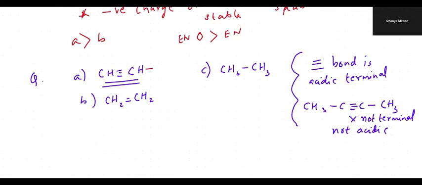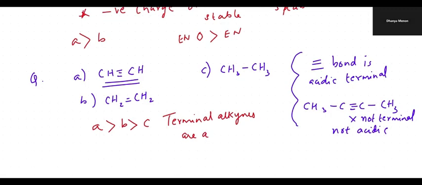So A is more acidic than B than C. Okay, so we come to a conclusion: terminal alkynes, I'm talking about the triple bonds, are acidic. So terminal alkynes are more acidic, then double bonds are more acidic than the single bonds. I hope I'm clear here.